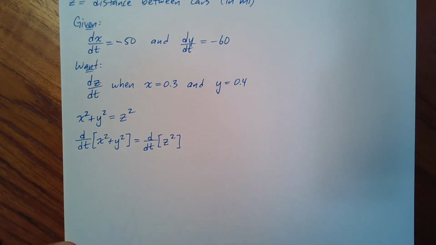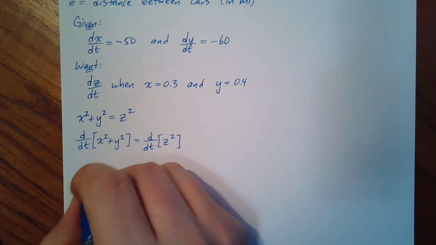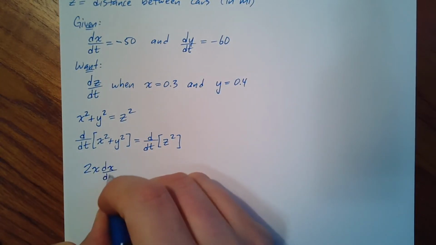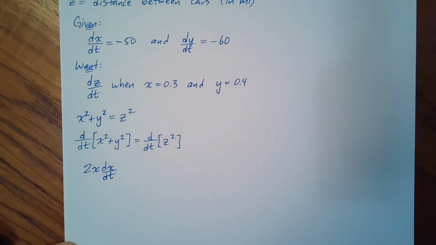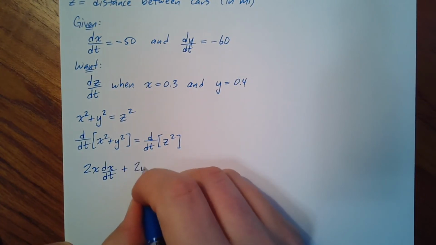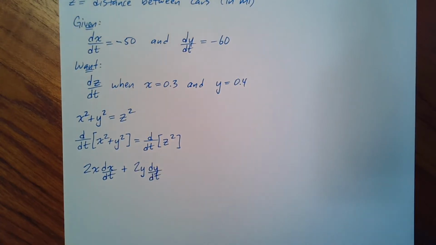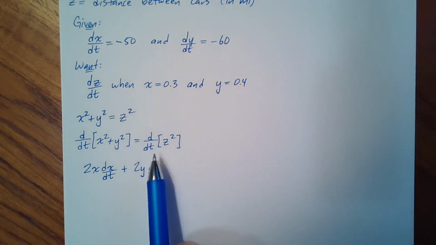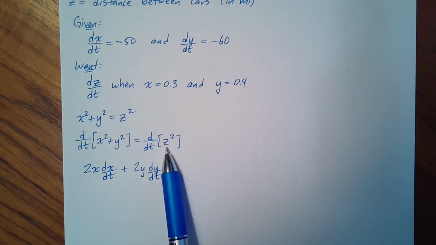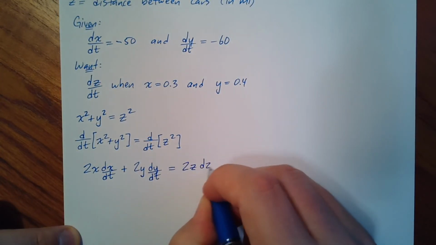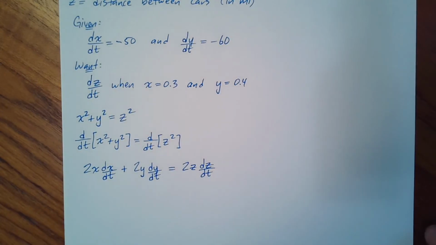Well, the x squared derivative with respect to t is going to be 2x. But then by the chain rule, we multiply by the derivative of the inside function, which is x. So we got 2x dx/dt. Now for the y squared term, our derivative is going to be 2y. And then of course we multiply by the derivative with respect to time. On the right hand side, you can kind of see the pattern here, right? Derivative of z squared is going to be 2z, but then multiplied by the derivative of the inside function. So we're going to get 2z dz/dt, right? And that's what we're going to get.